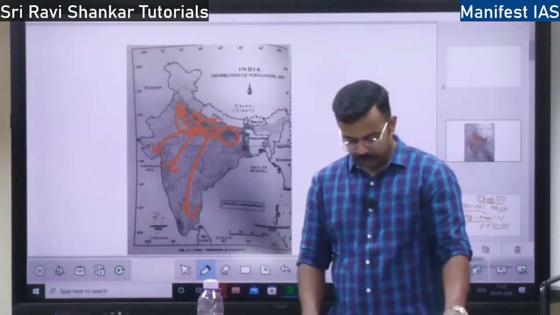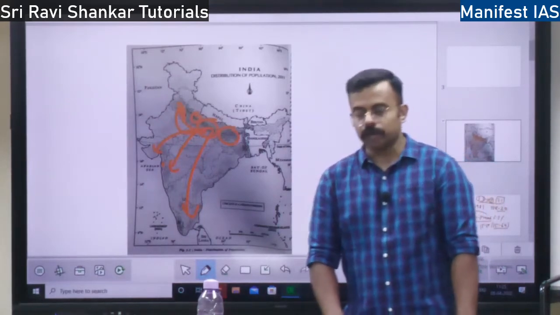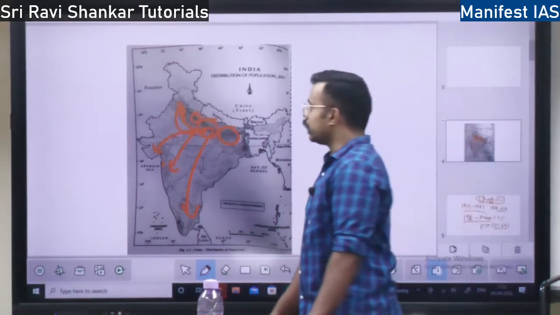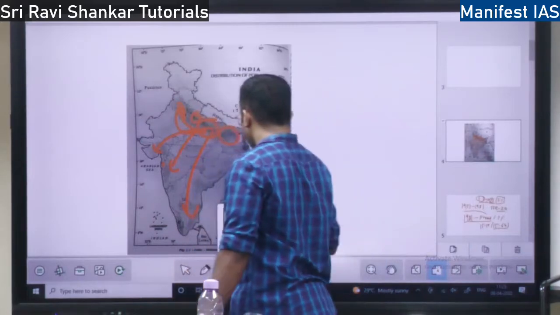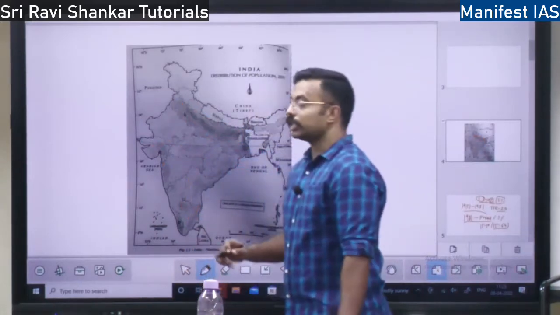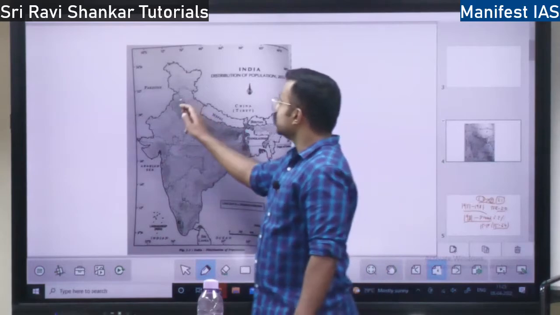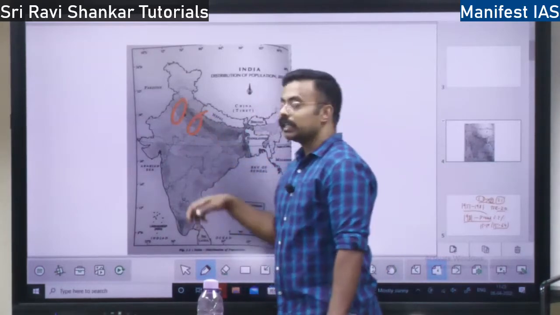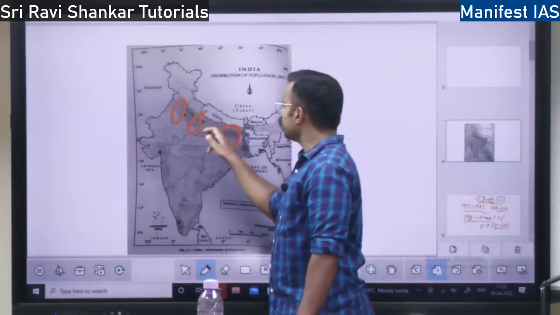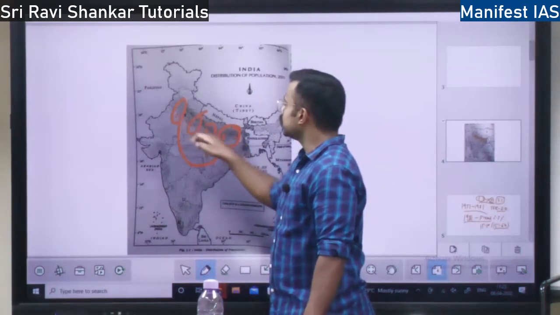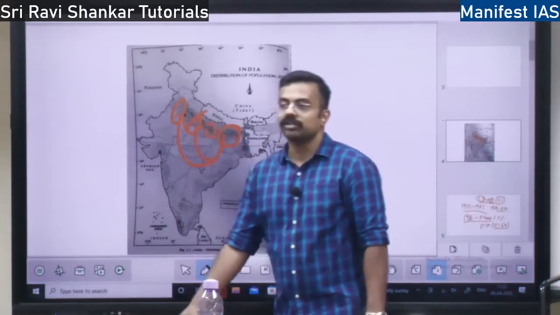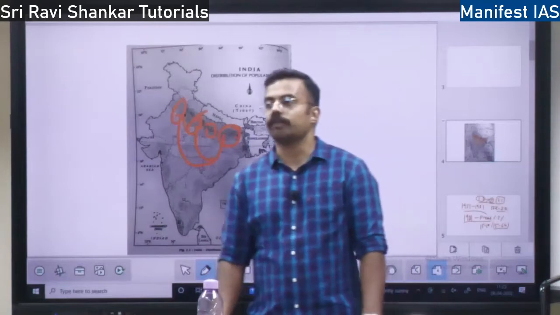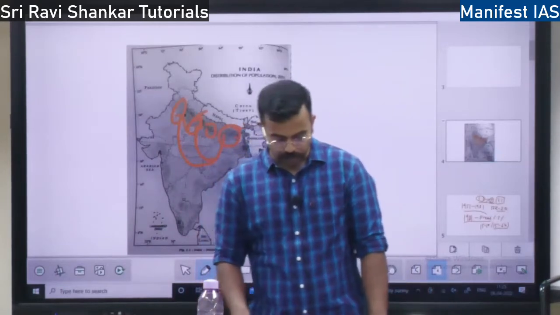Then one more economic consequence is, see, during the Green Revolution, which area? Punjab, Haryana and Western Uttar Pradesh. There was a lot of migration from UP and Bihar to these areas, right? Because there were a lot of work opportunities. So that is also an economic consequence.